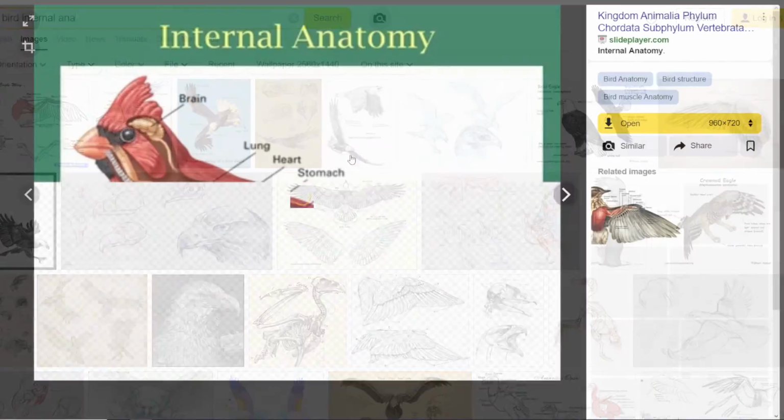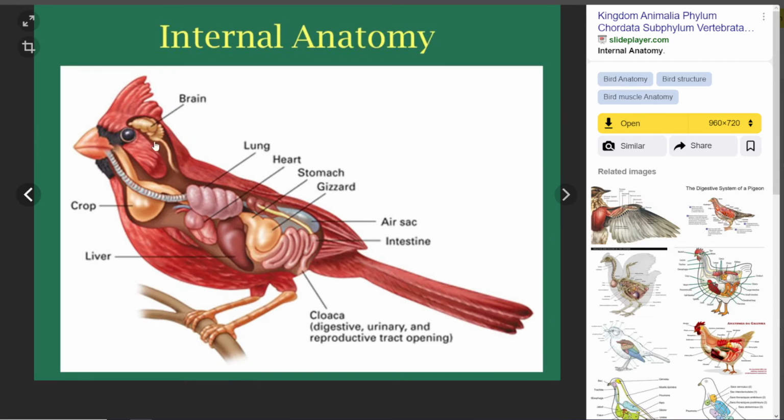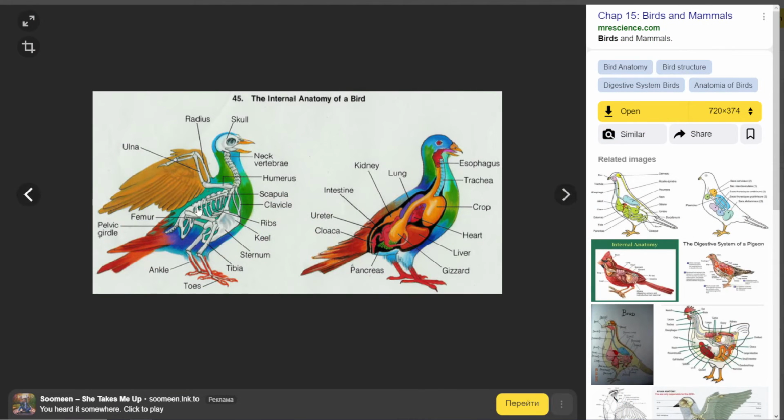Bird internal. Right, here's the basic bird anatomy. The brain, again, up in the head. Lung and heart up in the upper area of the body. Mid area, it's more the liver and the stomach. Lower area, again, the intestines and cloaca. And the spine would run across the back. So you can think the front is kind of like an organ storage area, and the back is where the spine runs across.